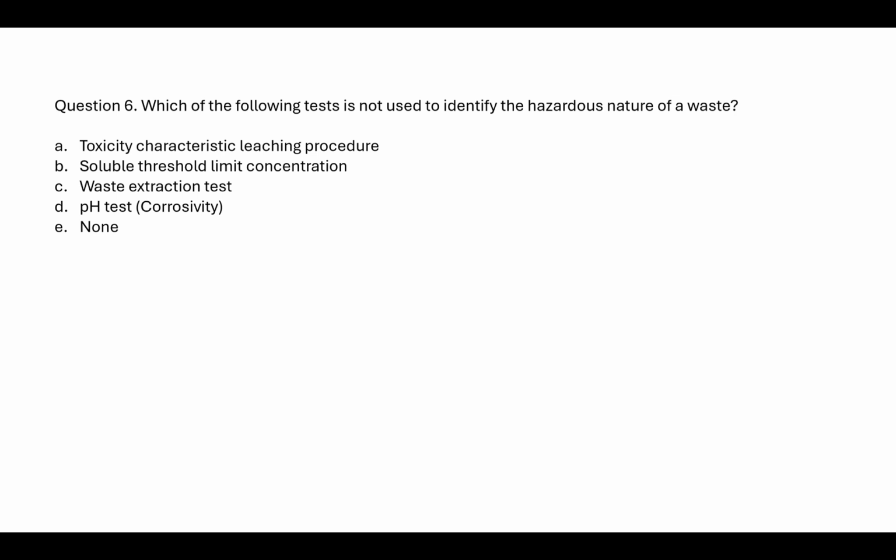If the pH is very high, more than 12, or very low, 1 or less than 1 or 2, then it tells that the compound is very corrosive in nature. So the pH test also tests the hazardous nature of a waste. So E is the correct answer, none of the given methods. All of the given methods are used to identify the hazardous nature of a waste. So E is the correct answer.